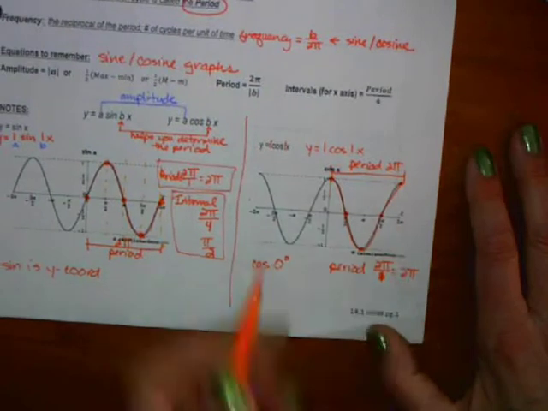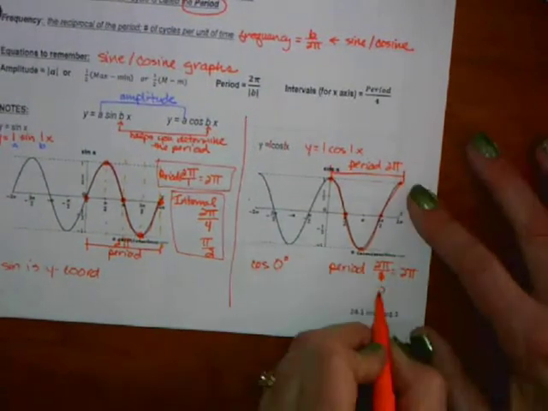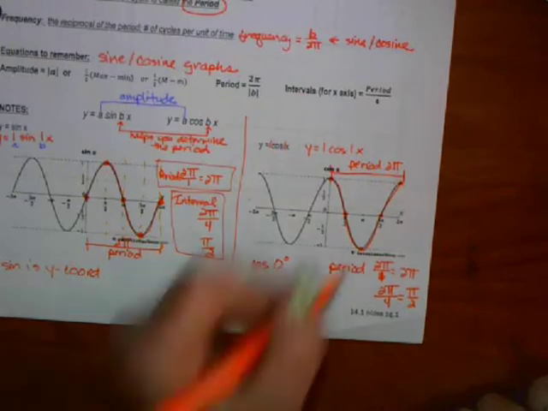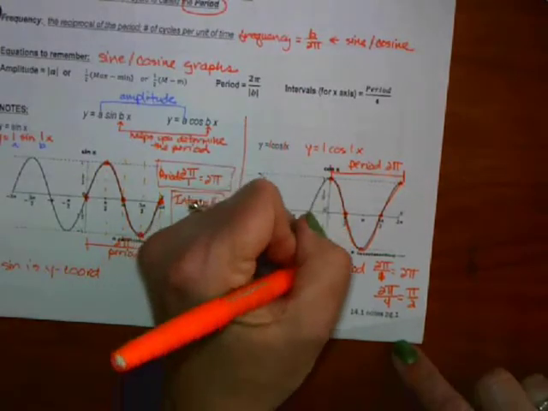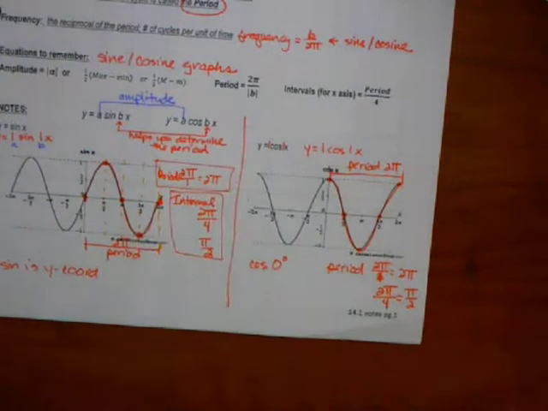These are my intervals, which are actually also going to be 2 pi divided by 4. My intervals here are pi over 2, again, which is true. If you cut this in fourths, you can see there's 4 intervals, and they're each pi over 2 long. And that kind of helps you graph it later.